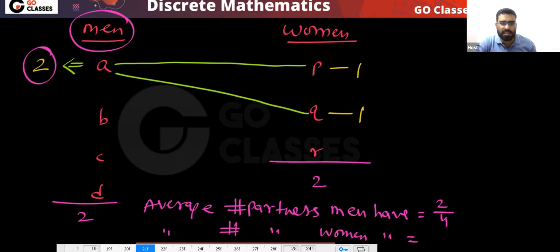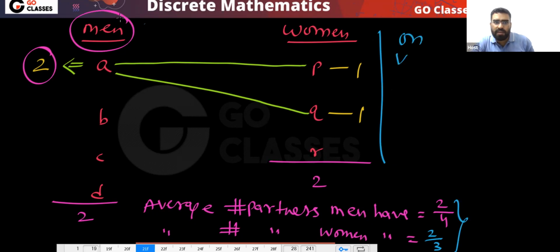Average number of partners. Just find the average. So the average number of partners women have is 2 by 3. Who has more partners on average? On average, who has more partners? On average, if you notice, women have more partners. You can notice that women have, on average, more partners than men.